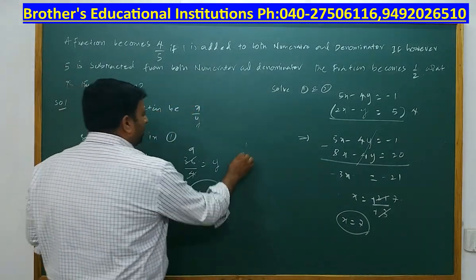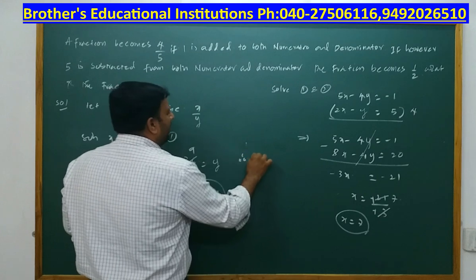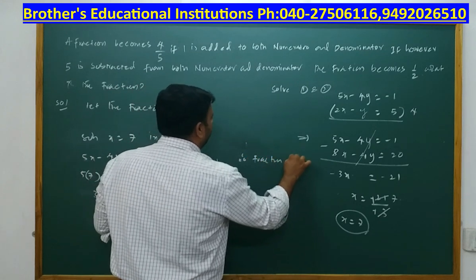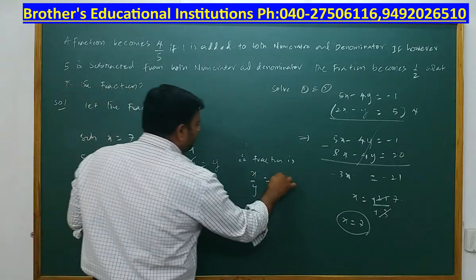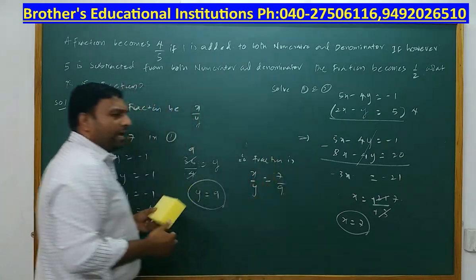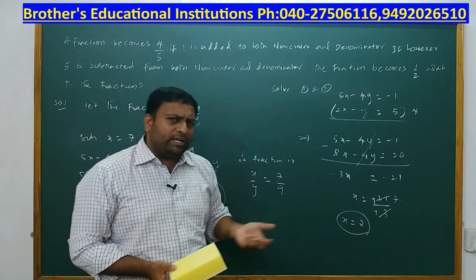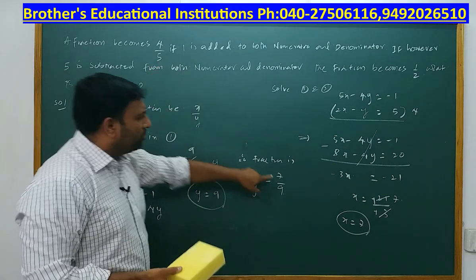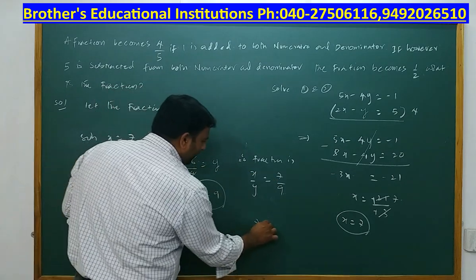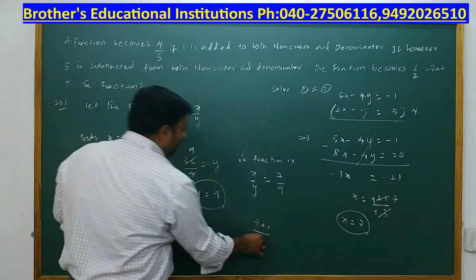So at the end, make sure that you write, therefore the fraction is x by y, which is equal to, what is x value? 7, and what is y value? 9. And you can also verify whether you did it right or wrong by verification. Let us add 1 to the numerator. If I add 1 to the numerator, it is 7 plus 1. I add 1 to the denominator, it is 9 plus 1.